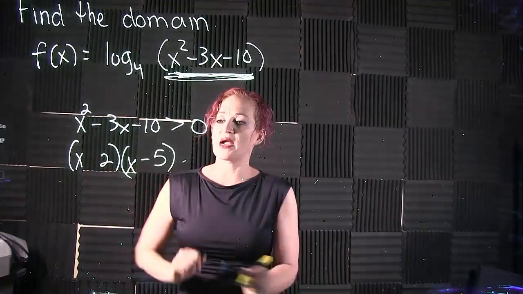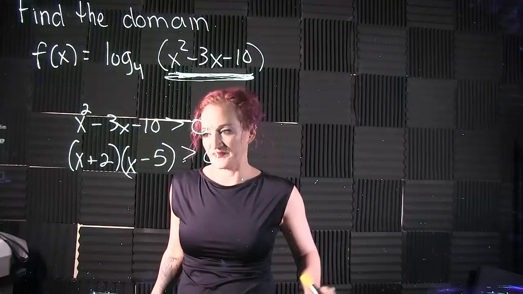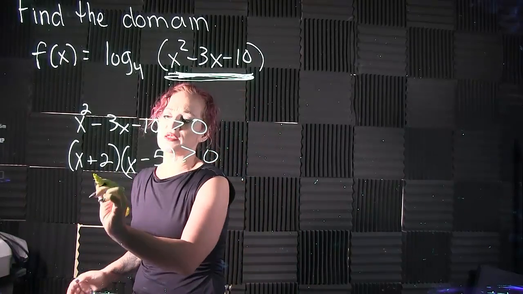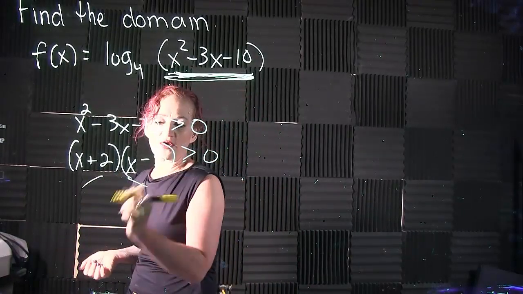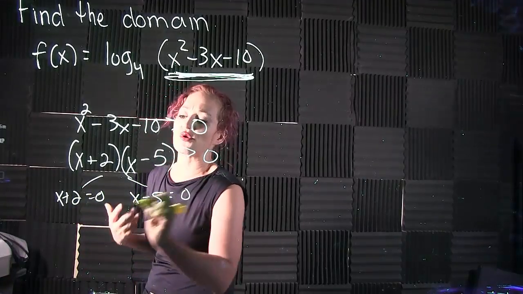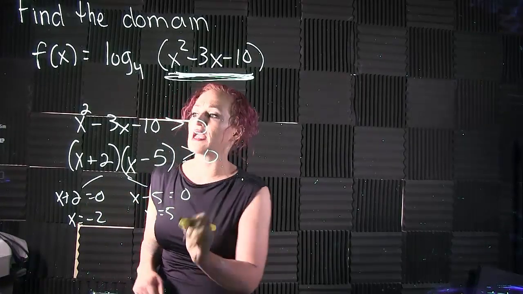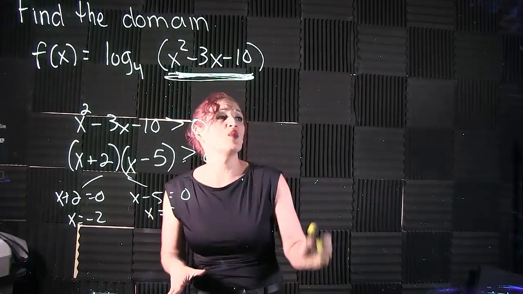So that minus is going to go with the 5. The plus is going to go with the 2. Now, typically we would take a look at these two here, and typically our next step would be to split these up, set them each equal to 0, and solve, which would give us the values -2 and +5.